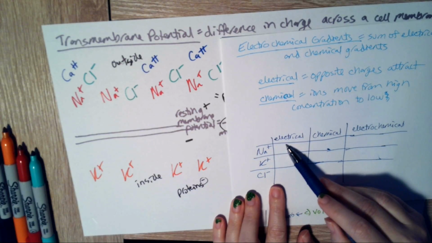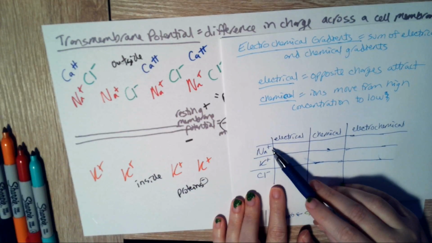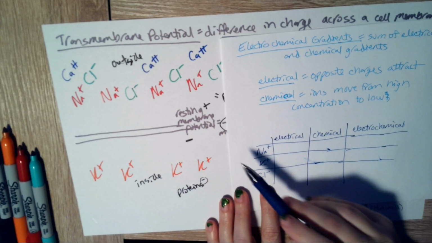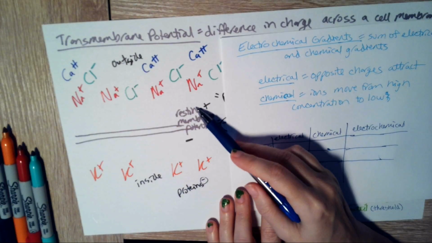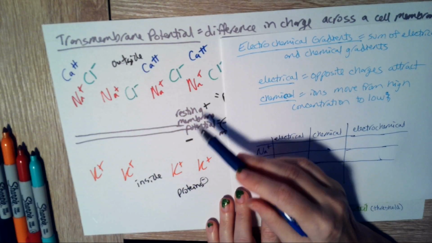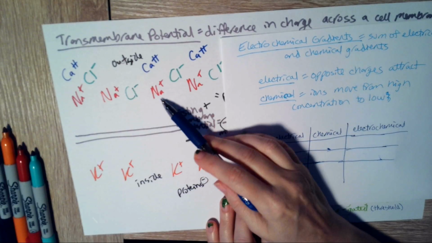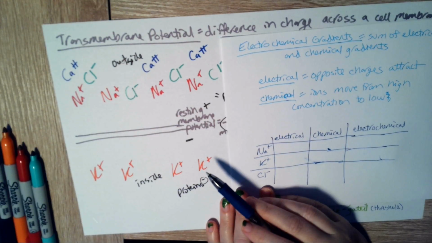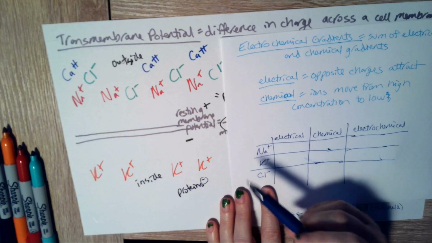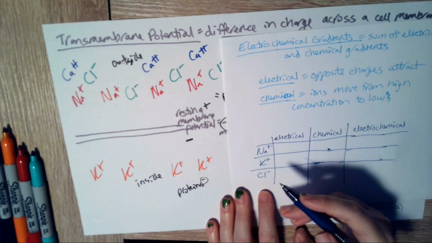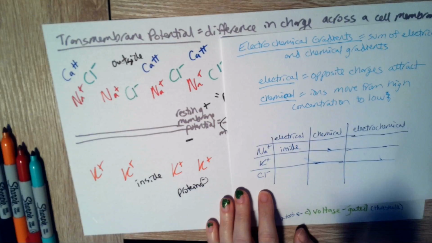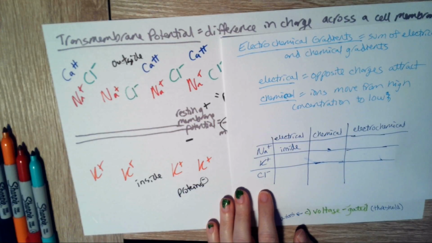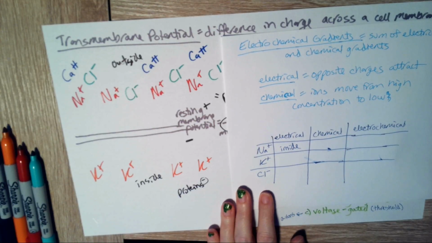So the electrical gradient for sodium, remember here we're looking for opposite charges attracting. It's negative inside the cell. It's positive outside the cell. Remember that, negative inside, positive outside. Sodium is a positive ion, so does it want to go into the cell or does it want to stay out of the cell? And if we were in class, this is where you would all say inside the cell. Wants to go inside the cell. So sodium is drawn to go inside the cell electrically.